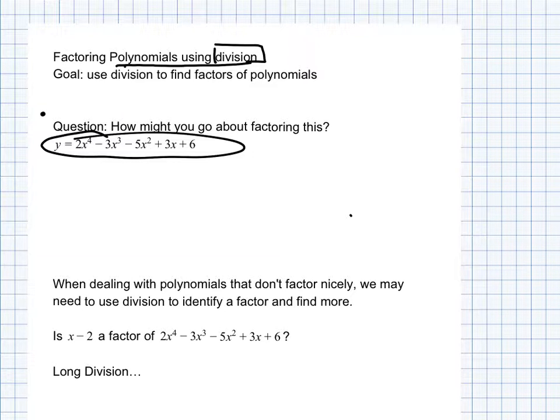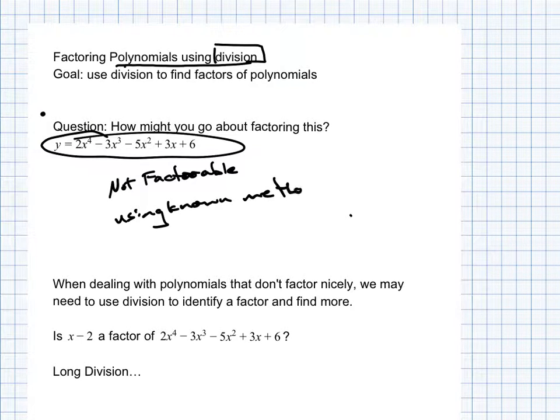With 5 terms, there's no way we can factor this using traditional methods. So we would say that is not factorable using known methods. So what we need to do is find another way. Turns out that long division is a method that can get us there. Now, you're not going to be tested on long division, but it's important to know the context of where this comes from.